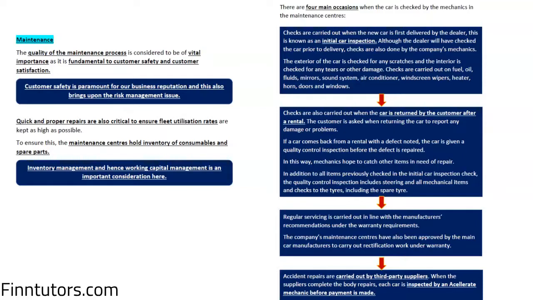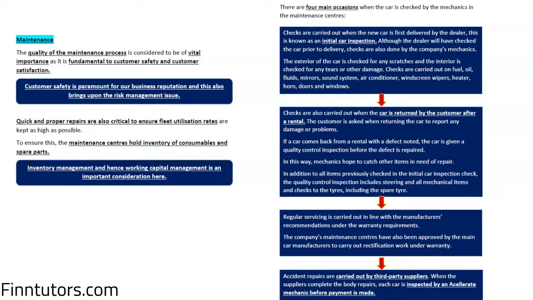Regular servicing is carried out in line with the manufacturer's recommendations under the warranty requirements. Remember, when you buy a car, most of the time in our case, we have purchased a car or it's a repurchase agreement. If it's a repurchase agreement, we need to keep servicing it regularly so that it's in good condition and the manufacturer buys it again from us. If it's our own car, we still need to take care of it because that's our asset. Asset management is key.